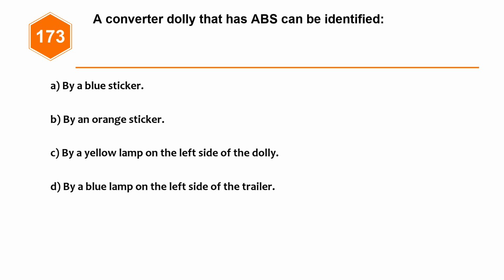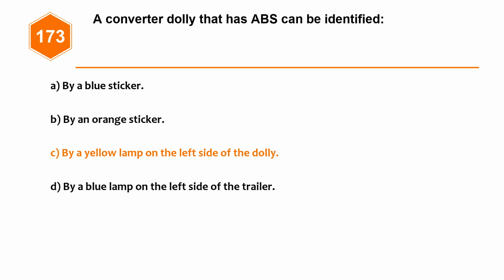Question 173. A converter dolly that is ABS can be identified. Option A, by a blue sticker. Option B, by an orange sticker. Option C, by a yellow lamp on the left side of the dolly. Option D, by a blue lamp on the left side of the trailer.